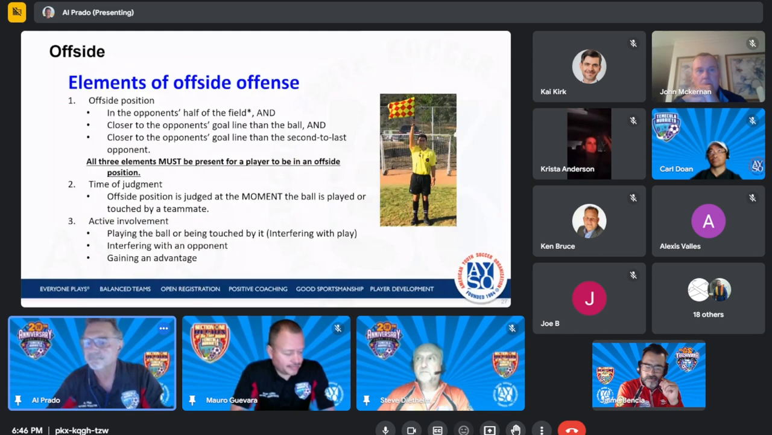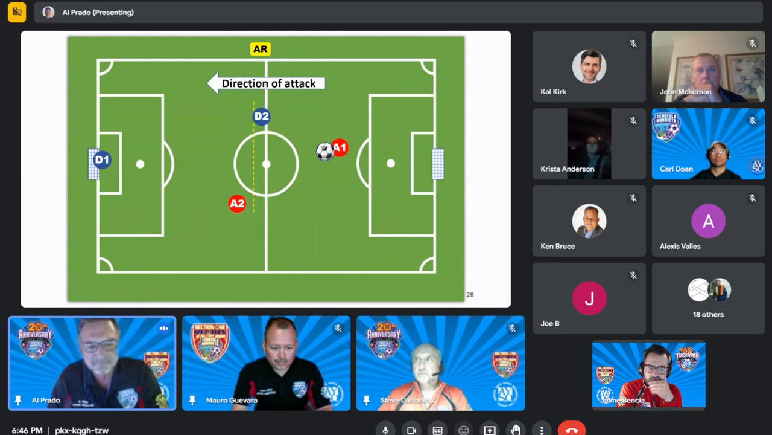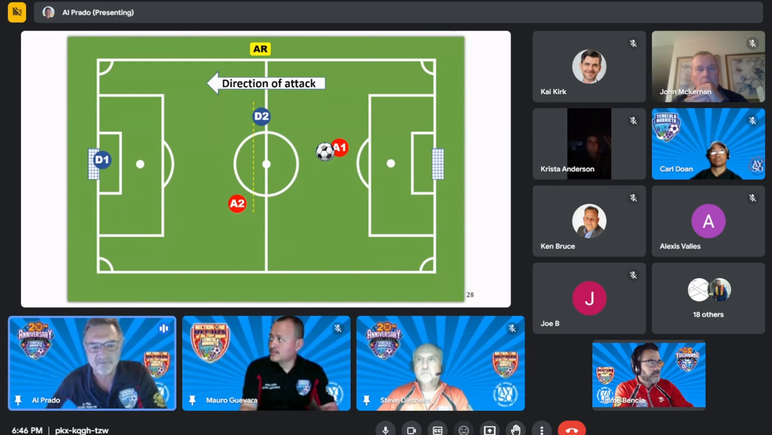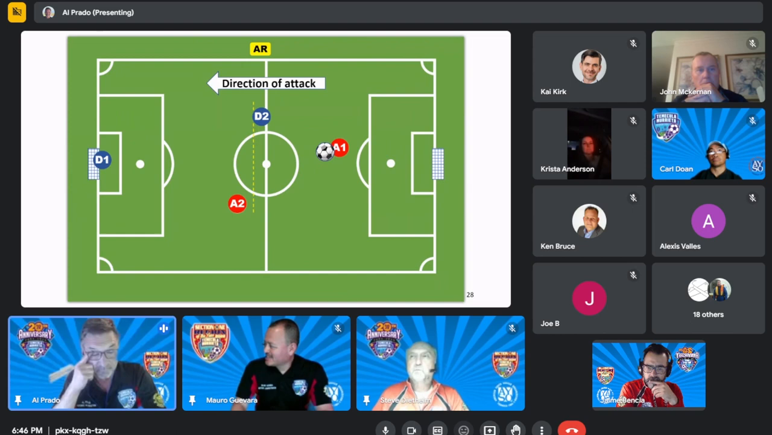Okay, we have a couple of examples here. Some nice animated PowerPoints, right? Direction of attack is going right to left. A is the attacking team, D is the defending team. So it looks like A2 is in offside position, right?